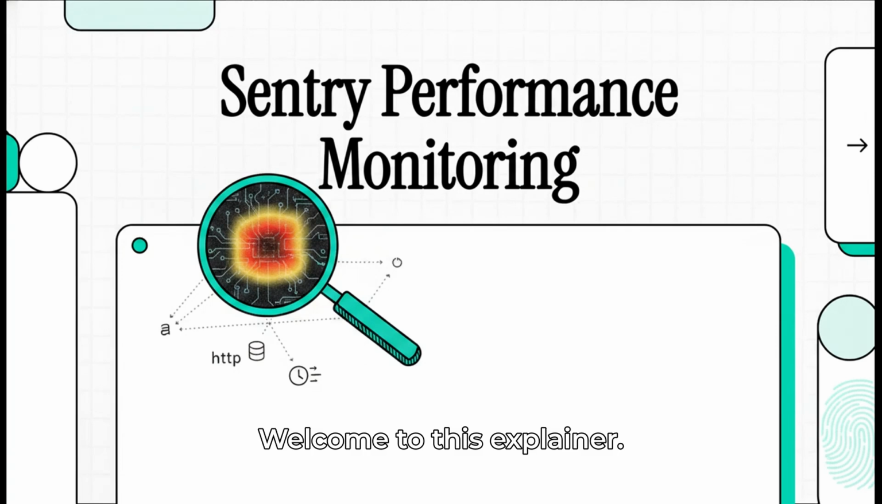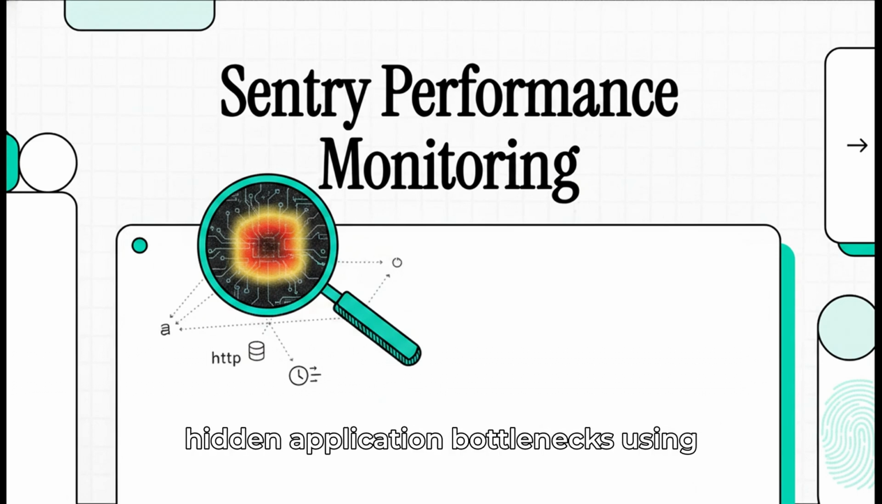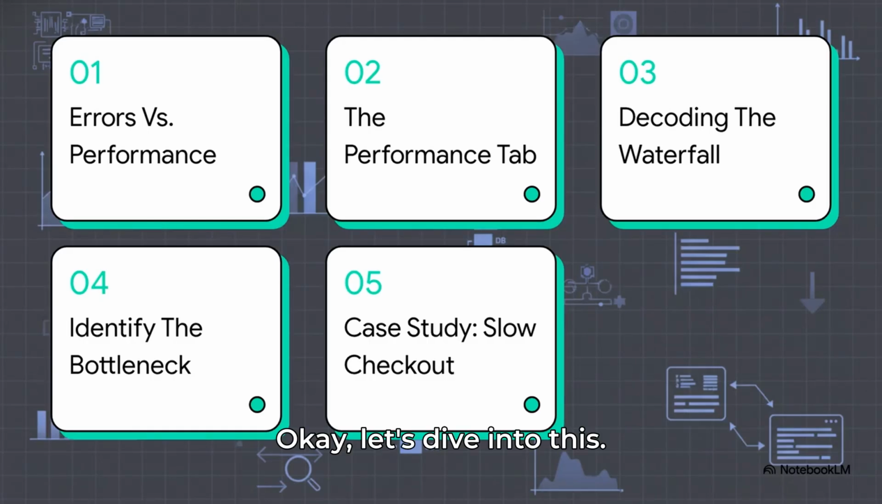Welcome to this explainer. Today we are putting on our detective hats. We're going to embark on a little investigation, hunting down those elusive, deeply hidden application bottlenecks using Sentry's performance features. If you've ever had users complain that your app is just running slow, but you have absolutely no idea where to start looking, well, you are in the exact right place. Let's dive into this.